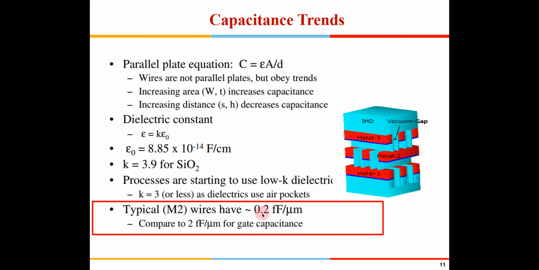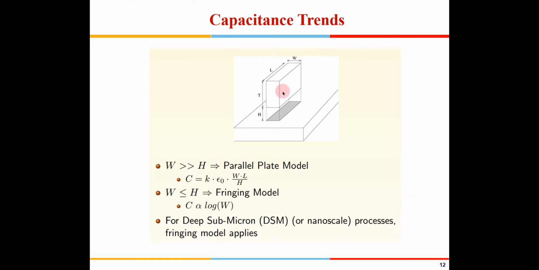But always remember, for a resistance, whatever is the sheet resistance, we are multiplying it by length and dividing it by W. Whereas for a capacitance, we have to just multiply it by the length, and we are not taking into consideration the width of the wire. Typically it is 2 femtofarad per micrometer. So now let's see why that is happening.